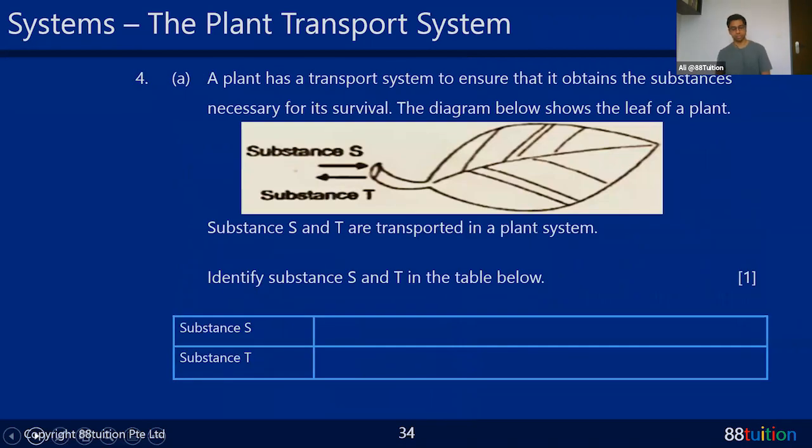So let's go for more difficult stuff. A plant has a transport system. Substances S and T are transported in a plant system. Usually it is food and water. Okay, so identify S going to the leaf. Now, you must see, is it going to the leaf or going to the root?